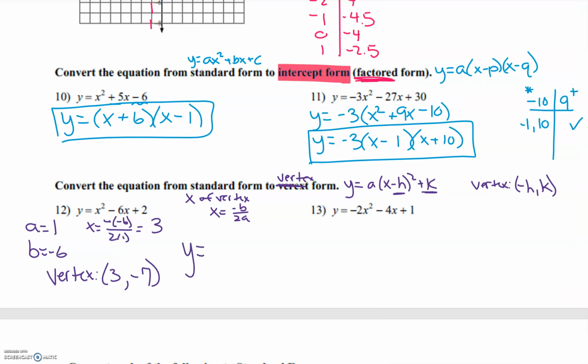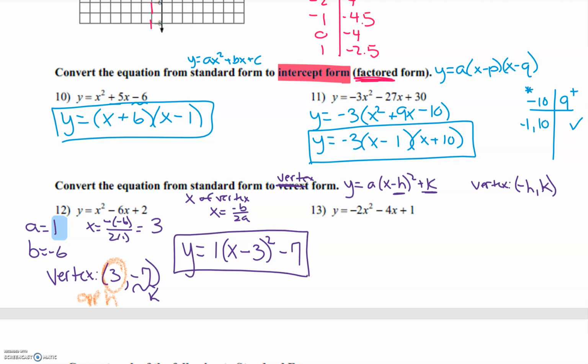So that means all we do is we plug in. Our a is that 1. You can put a 1 there, you don't have to. Then we have our x. Then this is our h, but we have to do the opposite sign. So we're going to be putting in the opposite of 3, which is negative 3, squared. And then this is our k, that goes at the end, minus 7.